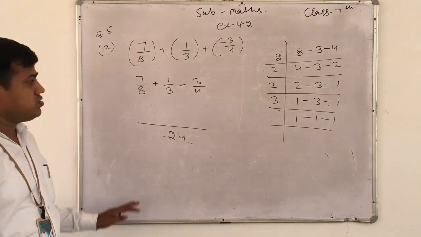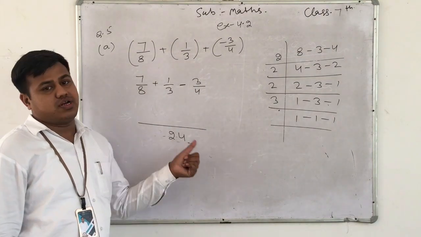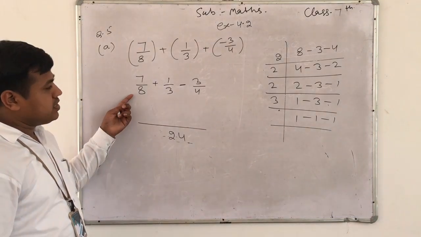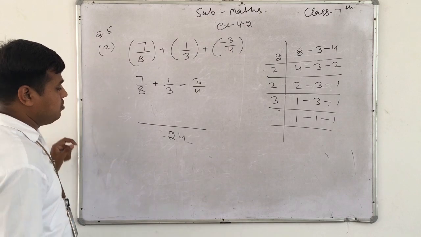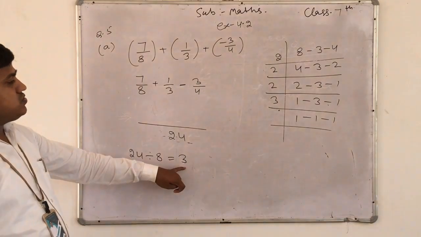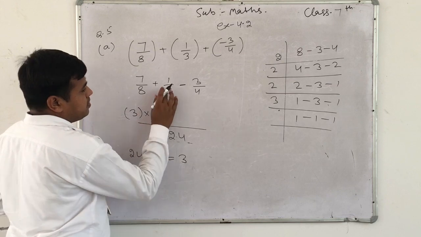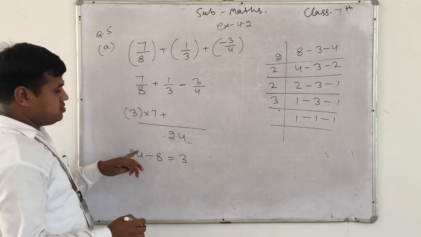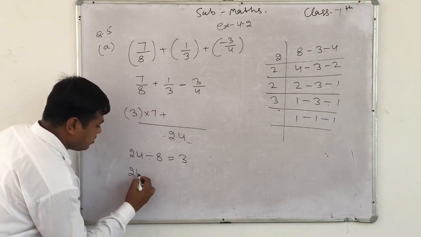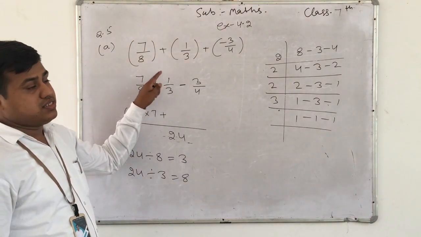So what is the procedure to do? 24 is the LCM of 8, 3 and 4, so in the denominator write 24. See carefully, listen carefully. Firstly, divide 24 by the denominator. 24 divided by 8, we get 3. The answer is multiplied with the numerator, 3 multiplied with 7. Then the sign of plus. Then 24 divided by 3, the second denominator, and we get 8. This 8 is multiplied with the upper part, the numerator.